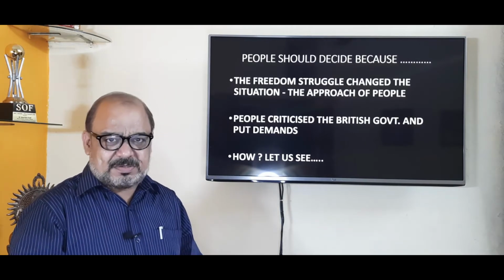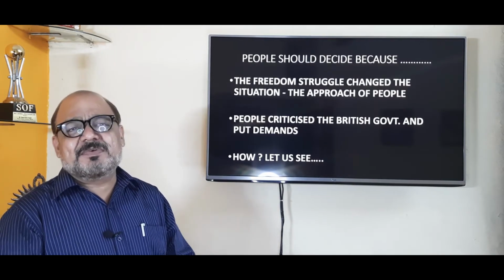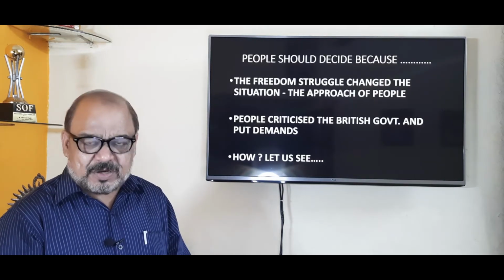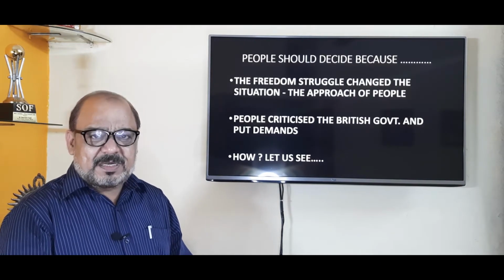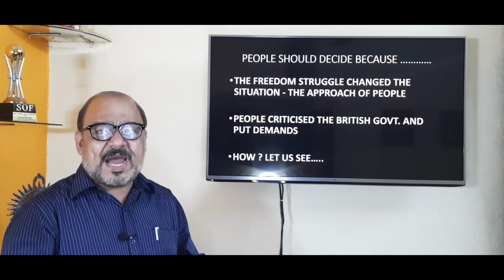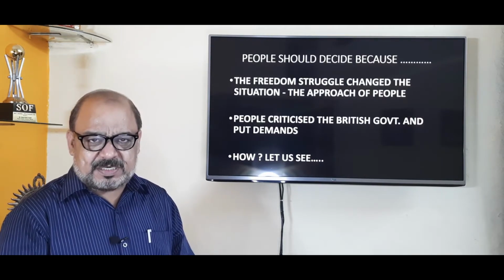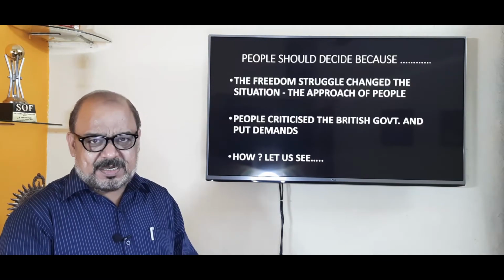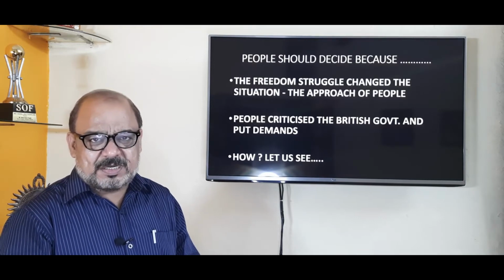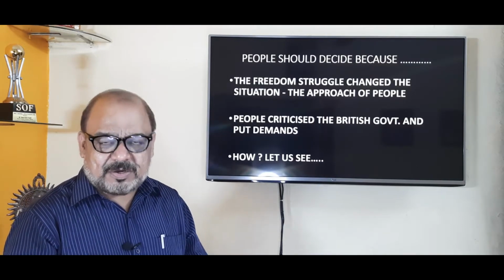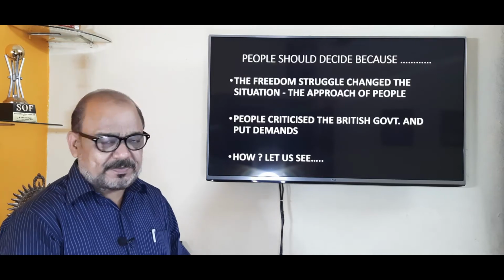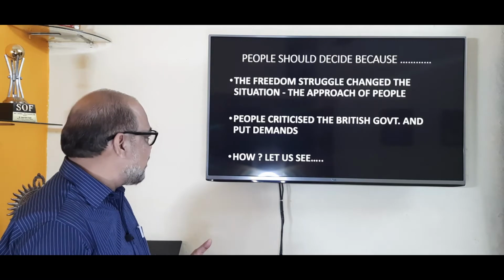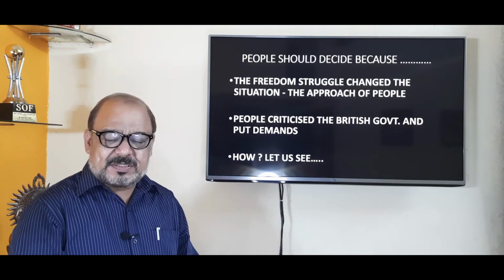We were under the British, and the British had been following democratic form of government, parliamentary form of government. So, the people from India who had been participating in the freedom struggle also learned the parliamentary form of democracy from the rulers who were the British. The second point, people criticized the British government and put demands.